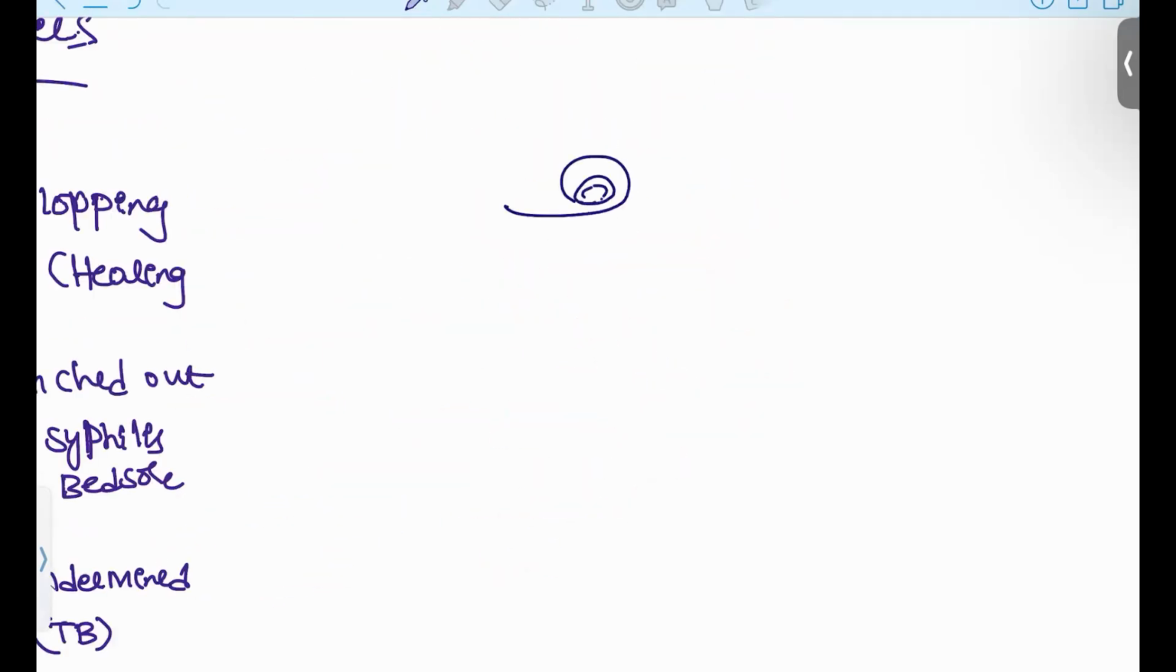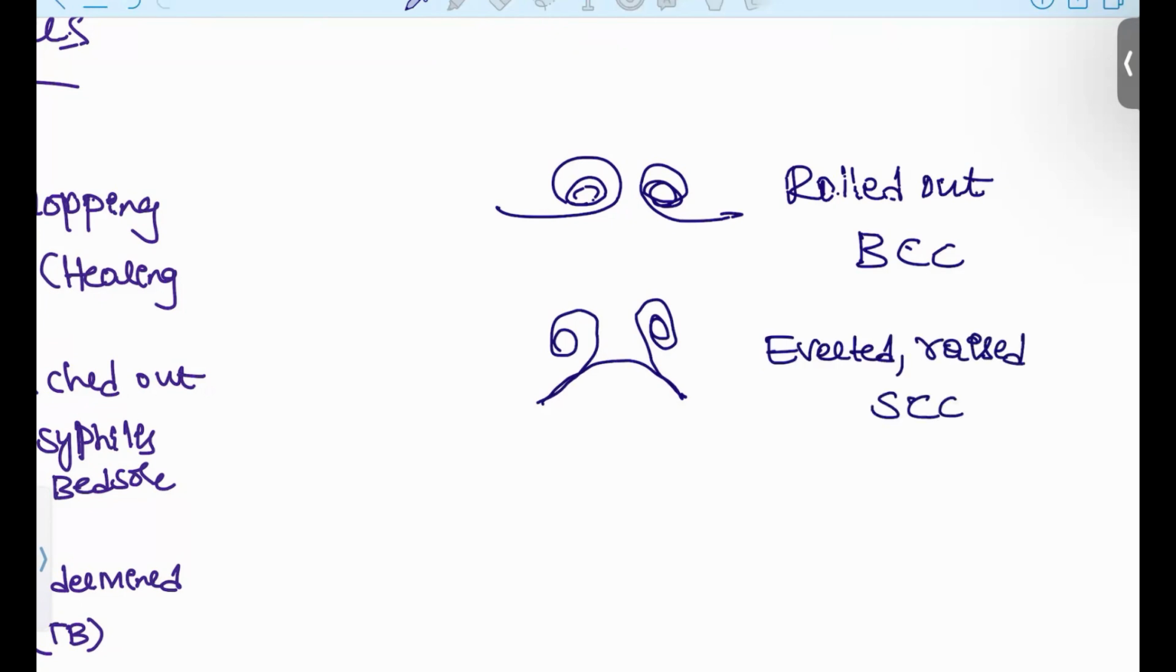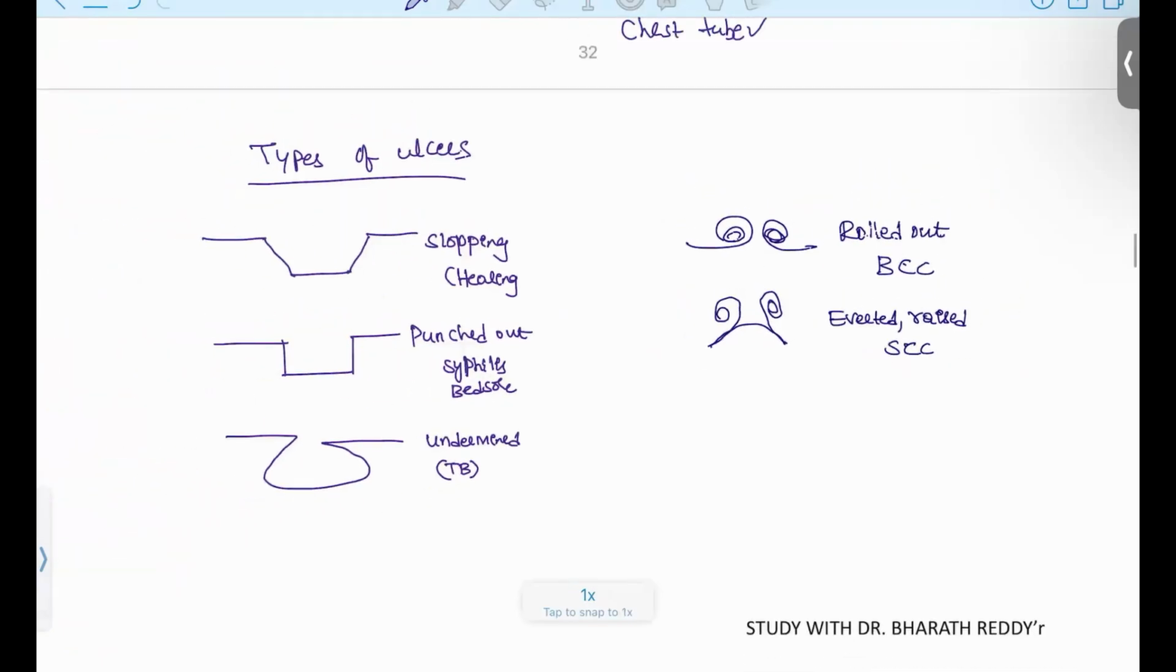Next one is the rolled out ulcer. This rolled out ulcer is seen in basal cell carcinoma. Next one, everted. Along with that, you will be seeing the raised type. Okay, this is the everted and raised ulcer seen in squamous cell carcinoma. These types of ulcers are also frequently asked questions.